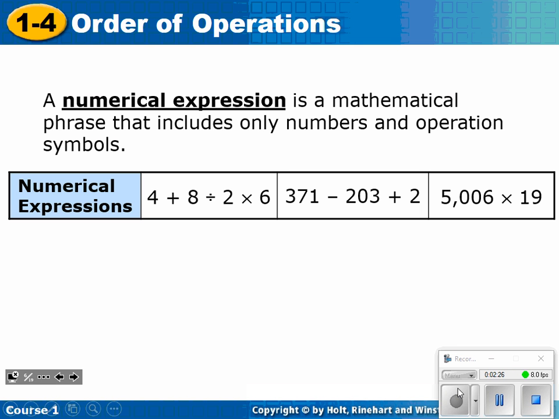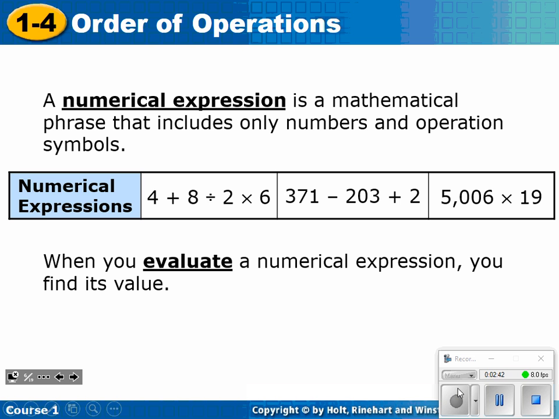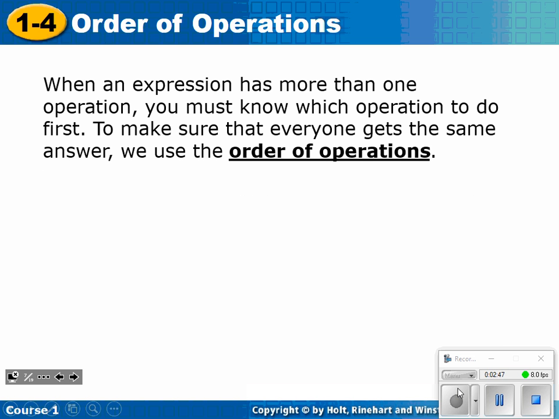The other thing that we're going to talk about later this year is algebraic expressions. Algebraic expressions involve all of that plus letters, okay? But we'll save that for later. And when you evaluate a numerical expression, you have to find its value. You have to figure out what it's worth. Now, when an expression has more than one operation, we have to know what to do first. We have to decide, do I do the division first? Do I do the subtraction first? Do I do the exponents first?